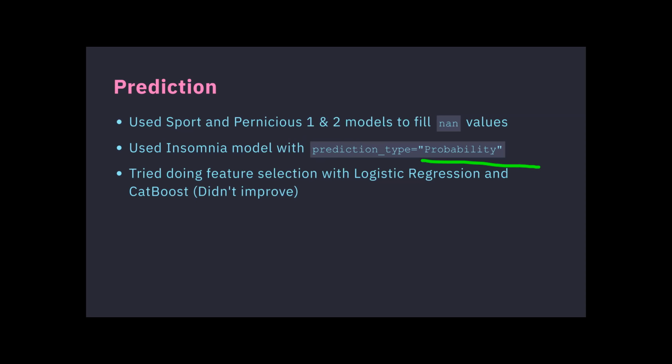But I tried to do feature selection with logistic regression and CatBoost, trying both models, but it didn't improve. Indeed, it gave a worse result. So I stayed with the previous approach. So I think maybe there is so much to improve, like the other guys did, but this is my solution.